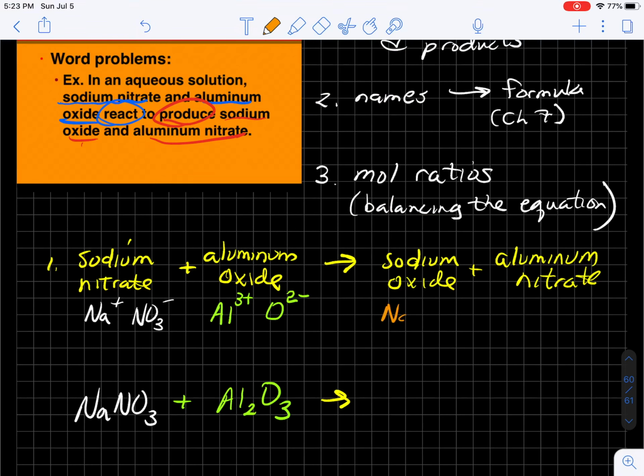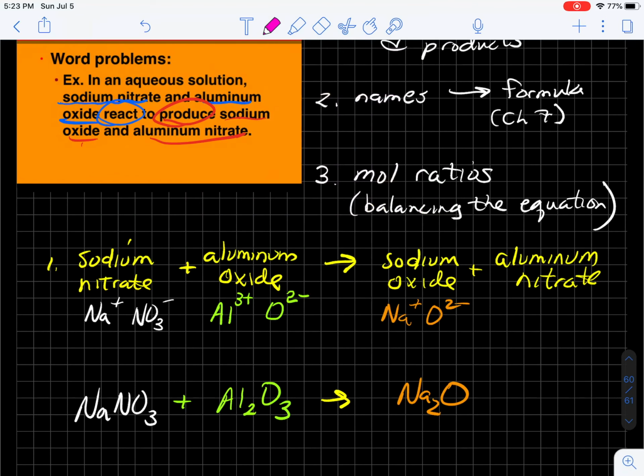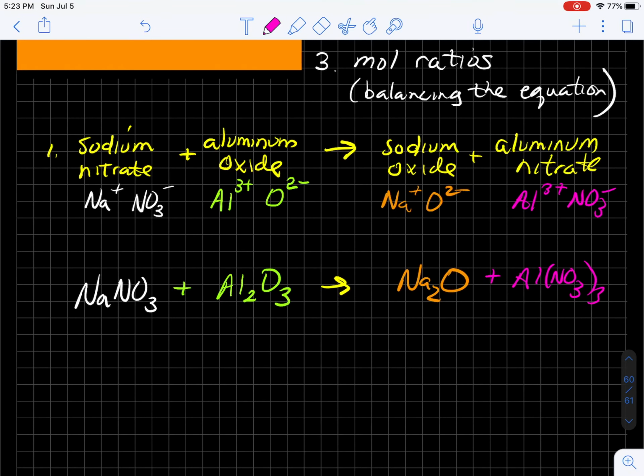yields sodium oxide. Well, we already looked up the sodium, we already looked up the oxide, so I'm going to need 2 sodiums to balance that oxide. And then finally, what color can I use? That color. We already looked up aluminum, we already looked up nitrate. So I'm going to need 3 nitrate groups to balance that aluminum. All right, so there is our unbalanced equation.